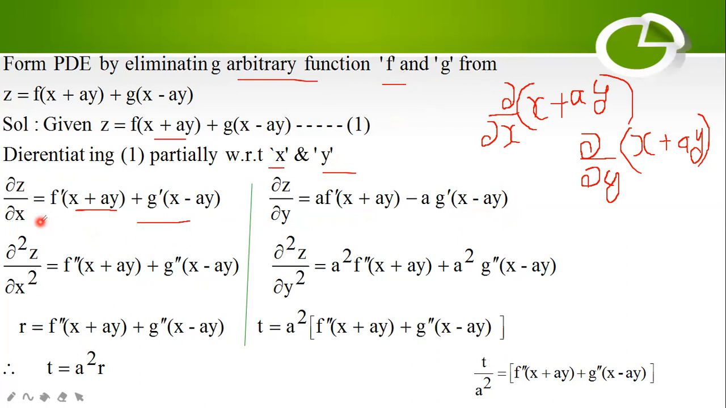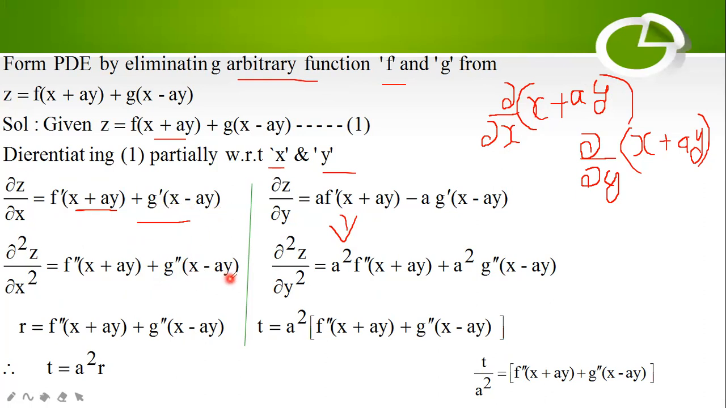Again we are differentiating this with respect to x partially, and this one we are differentiating with respect to y partially. So the derivative of this function with respect to x, that is dou square z by dou x square equal to the derivative of f dash of x plus ay, that is f double dash of x plus ay into the derivative of this function with respect to x. Again same thing, this is constant 0, the derivative of x is 1. Similarly for this, the derivative of g dash of x minus ay is g double dash of x minus ay.